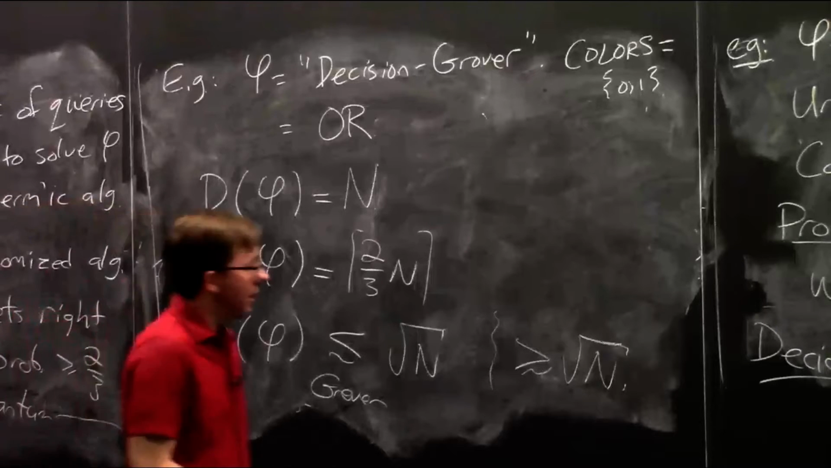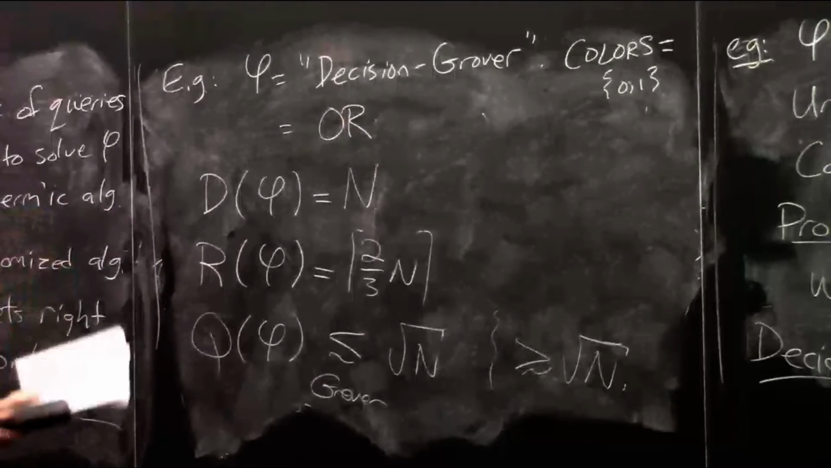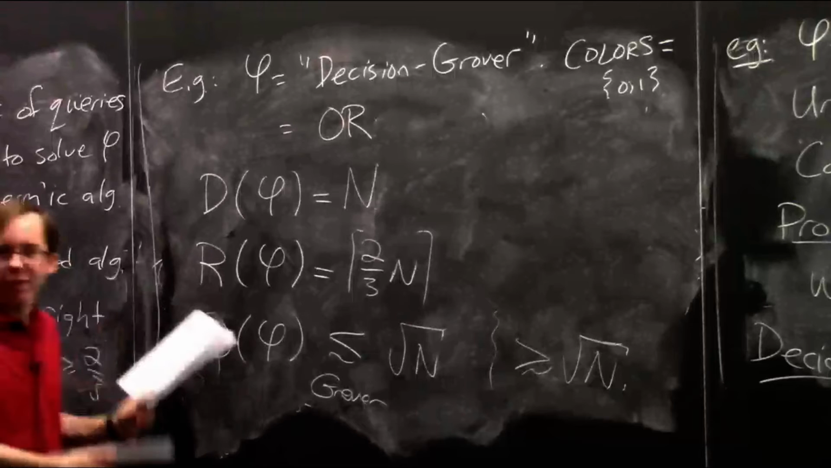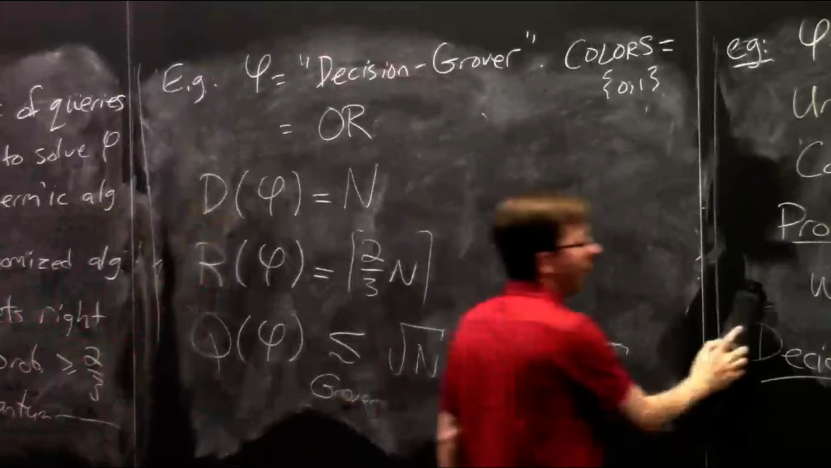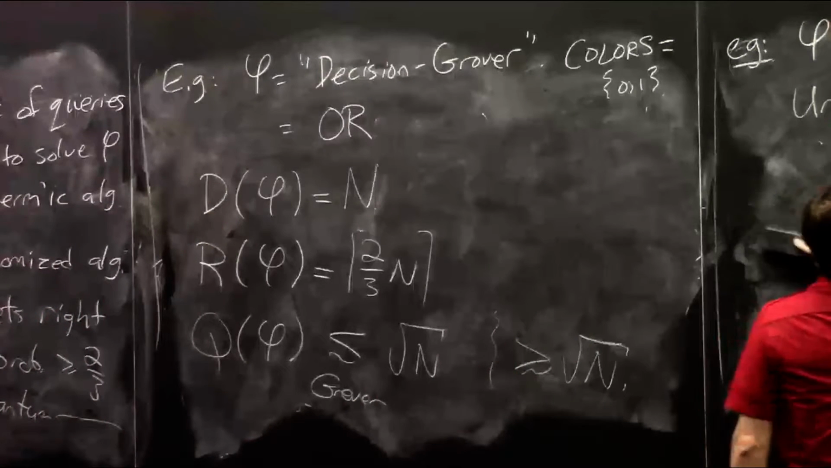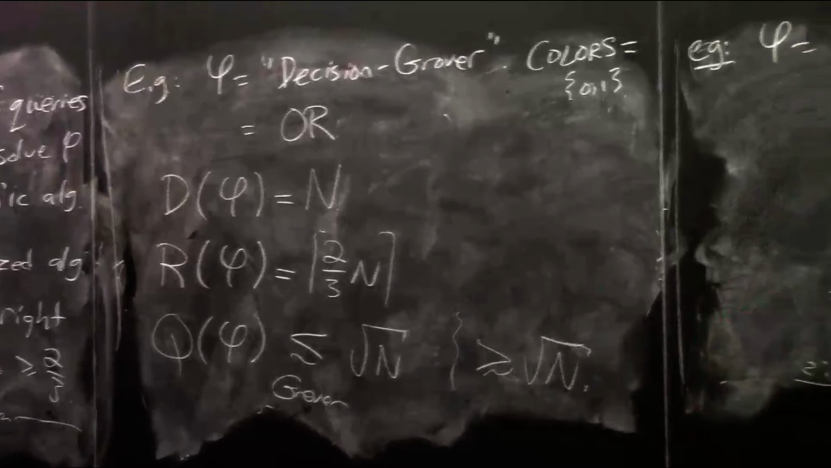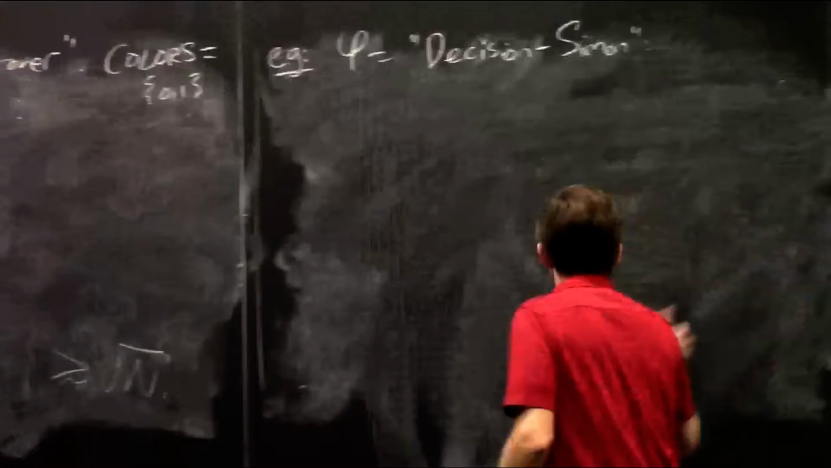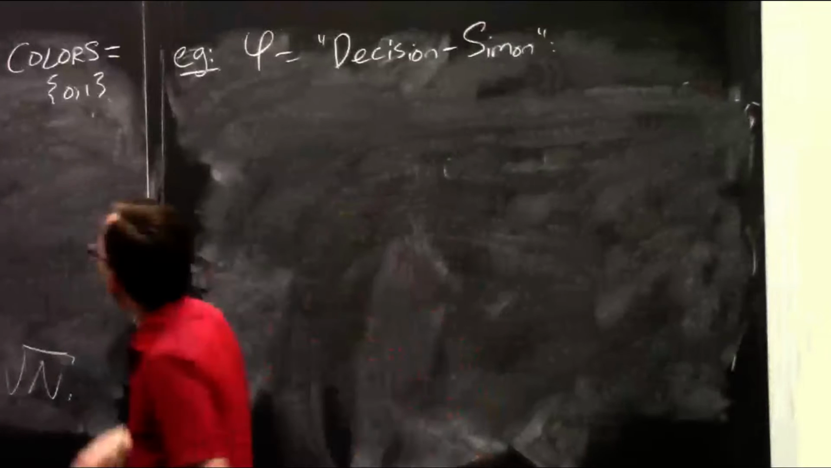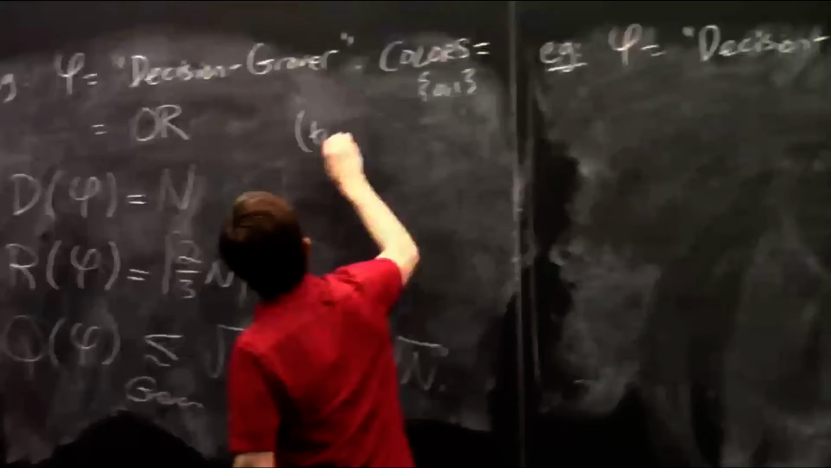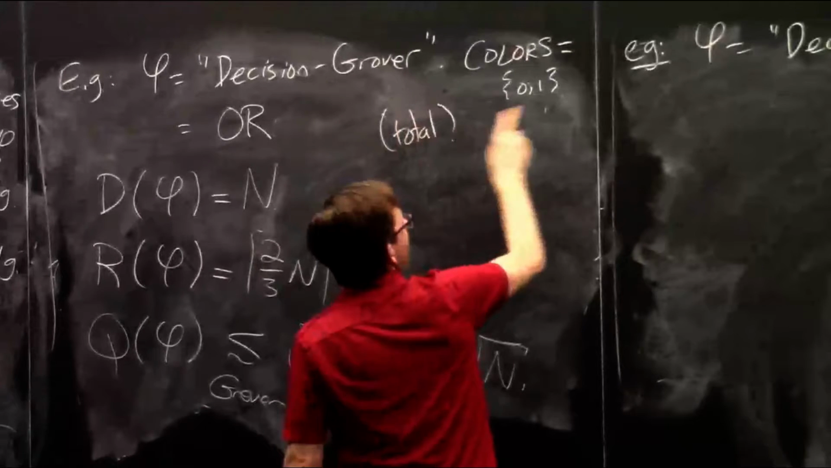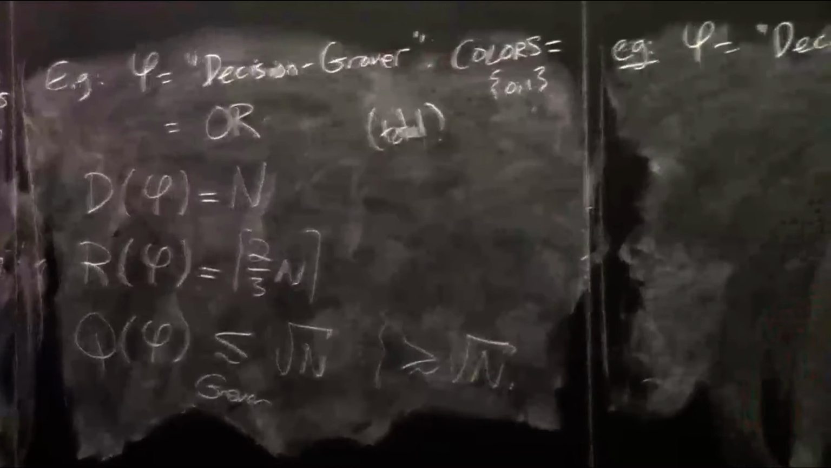OK, so that's kind of it. That's the end of the story. And it's kind of pleasant because it's resolved. We solved everything. Well, these people solved everything. Oh, let me just mention, by the way, it's hopefully clear, but this is a total problem, whereas Simon is a partial problem.